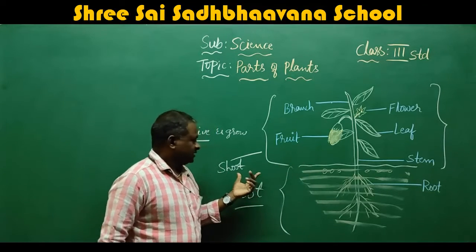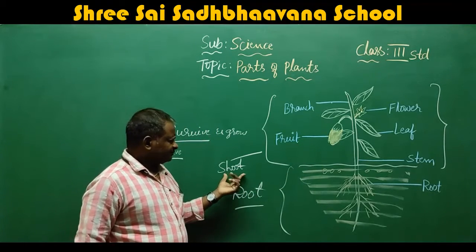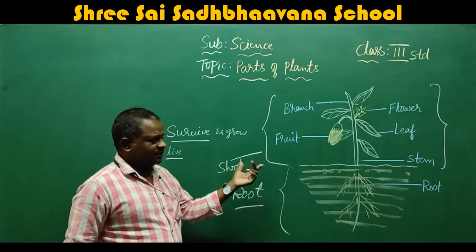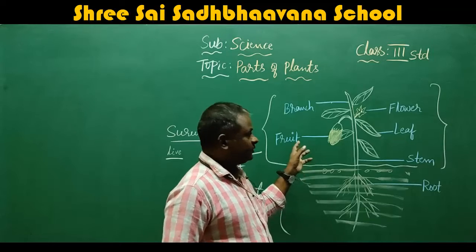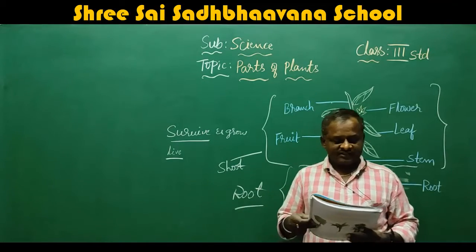I hope you understand this shoot system: stem, leaf, flower, branches and fruits. These are present in the shoot system.